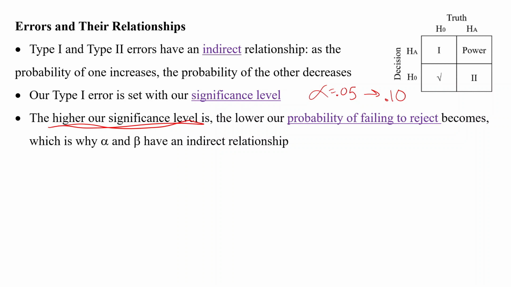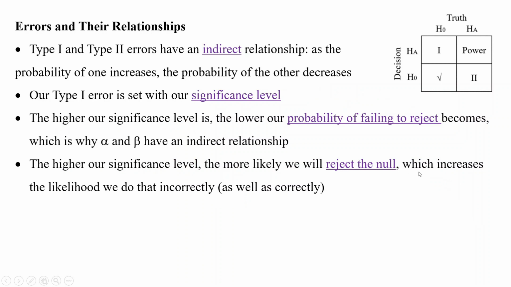If your significance level is higher, that means you have more of a chance of rejecting the null. And if you have more of a chance of rejecting the null, you lower the probability of failing to reject the null. Rejecting the null and failing to reject the null have an indirect relationship when we do those correctly. But doing those incorrectly, our errors also have an indirect relationship. So increasing our significance level will lower our probability of a type 2 error.